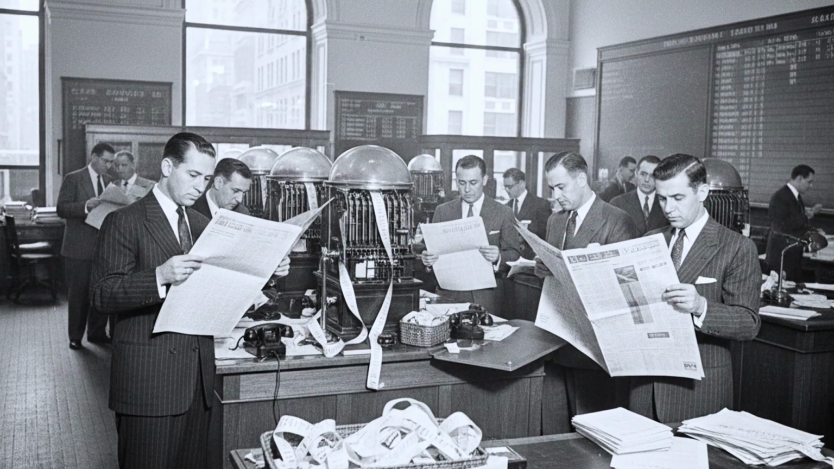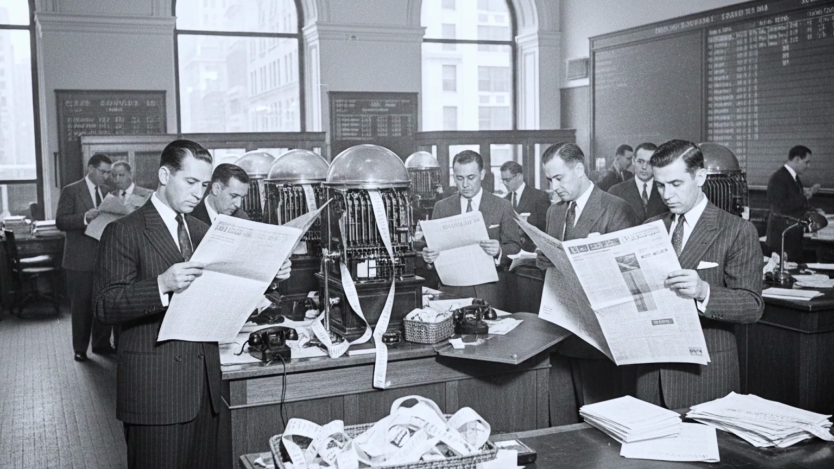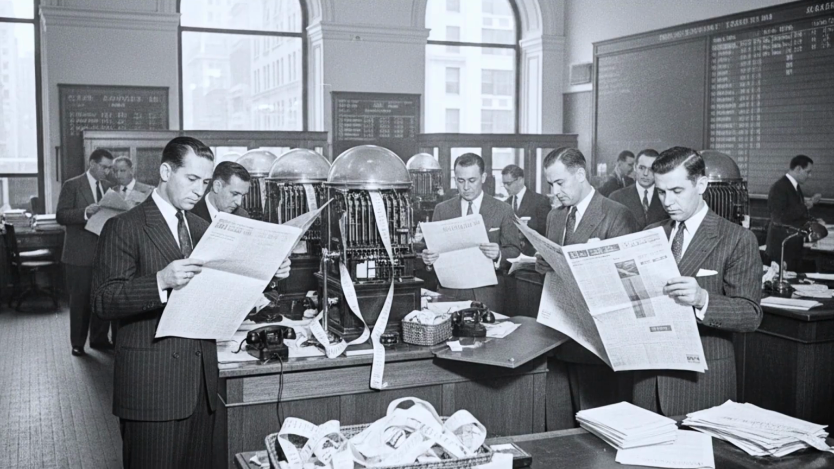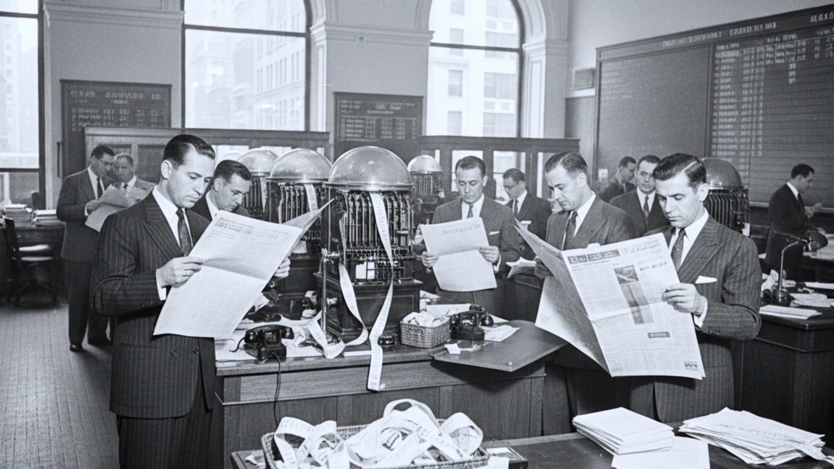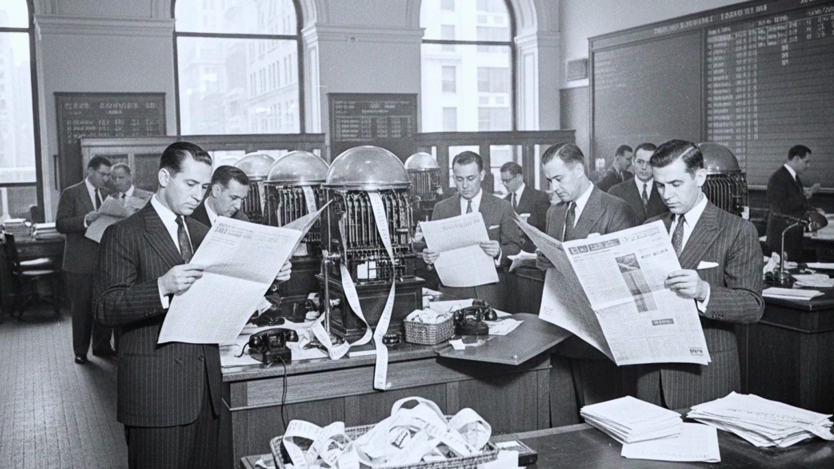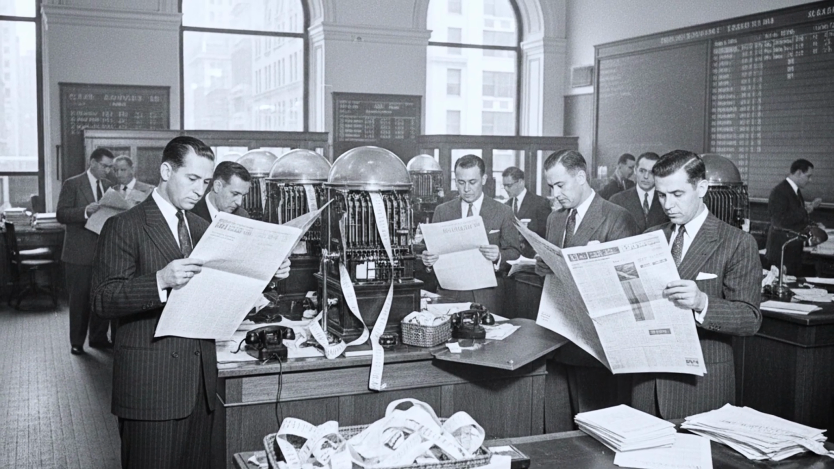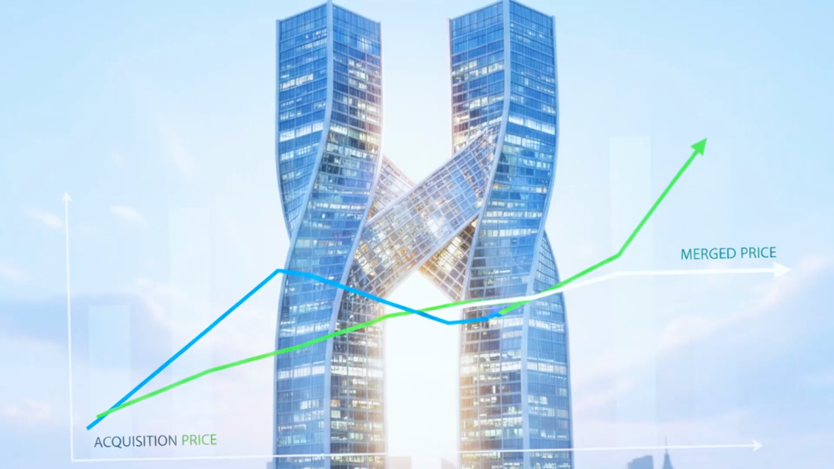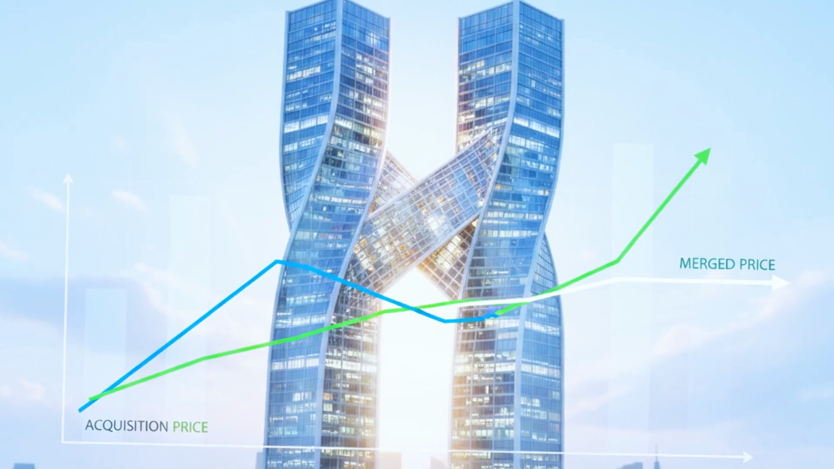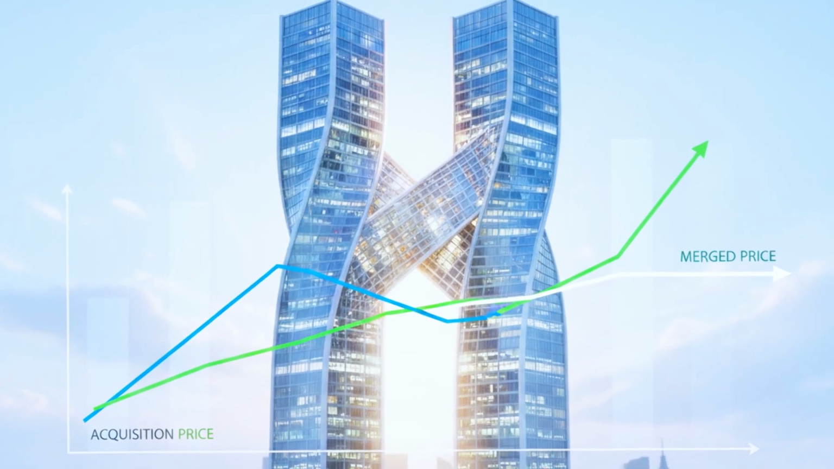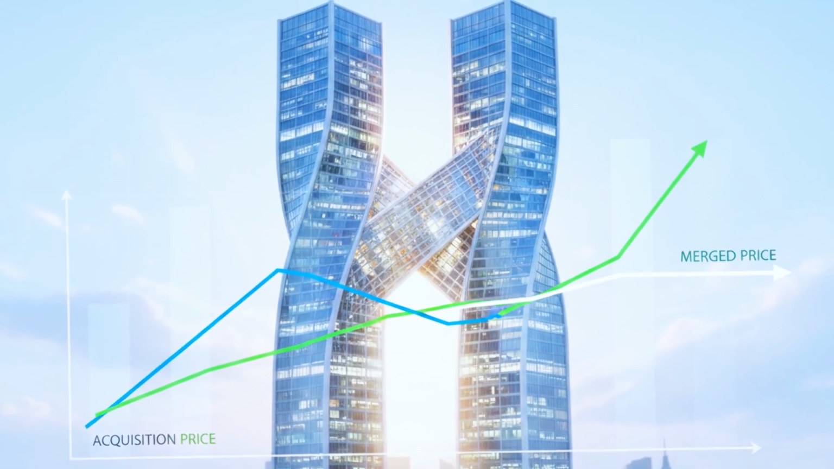A classic example was merger arbitrage. When a company announced it would be acquired at a fixed price, its stock typically traded slightly below the offer price to reflect the risk that the deal might fail. Buffett would analyze the probability of completion, the time required, and the downside risk if the deal collapsed. If the spread was attractive relative to the risk and duration, he would invest heavily.